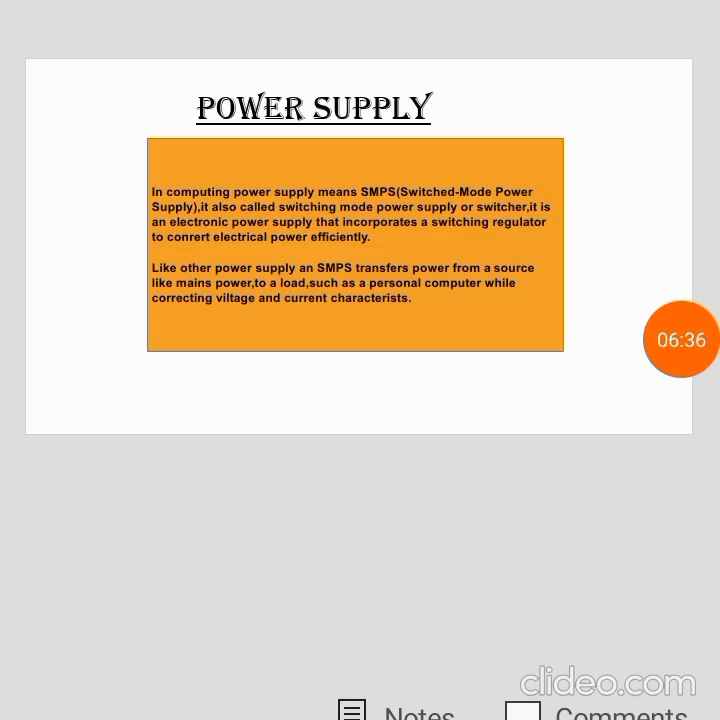And the main important factor is the power supply. In computing, power supply means SMPS, switching mode power supply. It is also called a switching mode power supply or switcher. It is an electronic power supply that incorporates a switching regulator to control electric power efficiency.